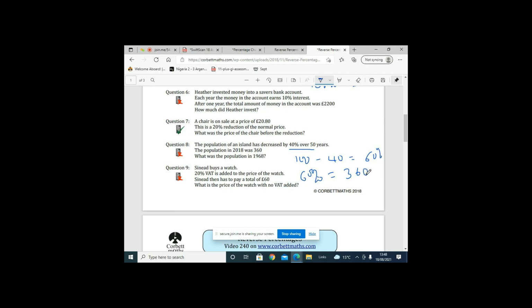So if 60% equals 360, then 10% will be equal to what? Divided by 6. That's going to be 60. So 100% will now be equal to 600. That's what I did. Yeah, it's going to be 600.